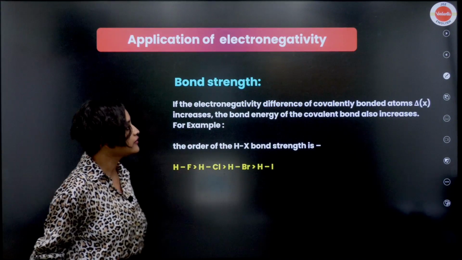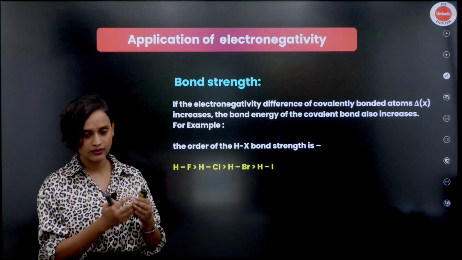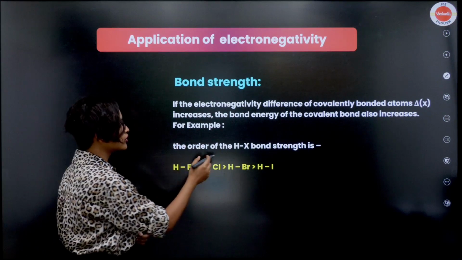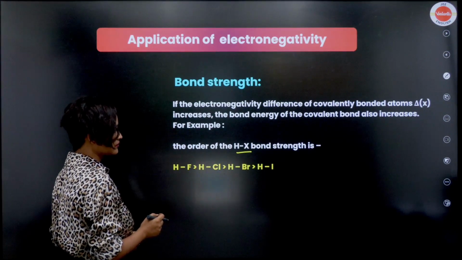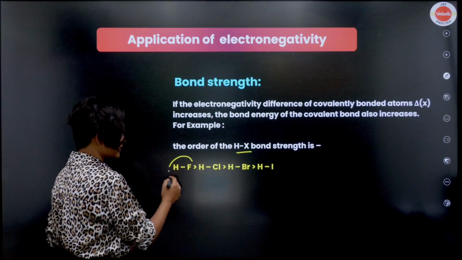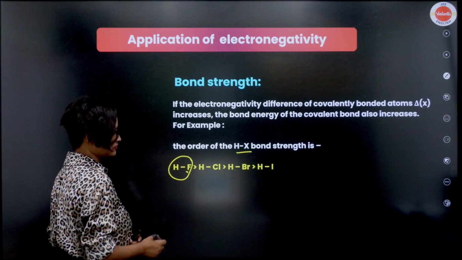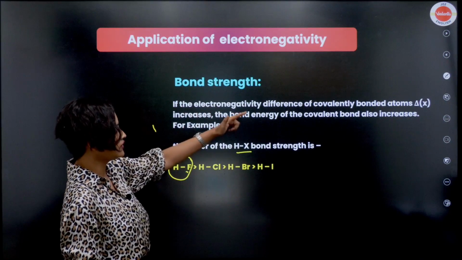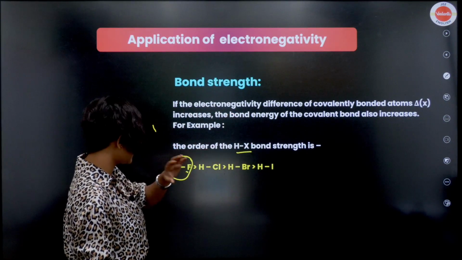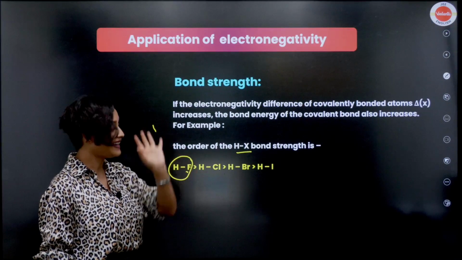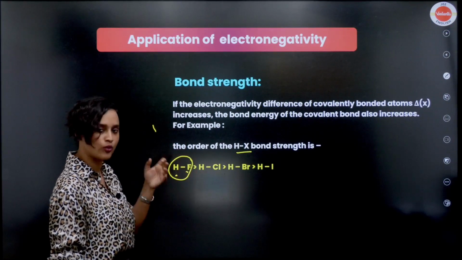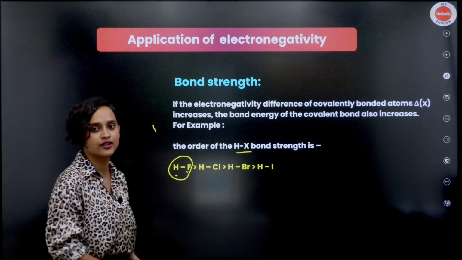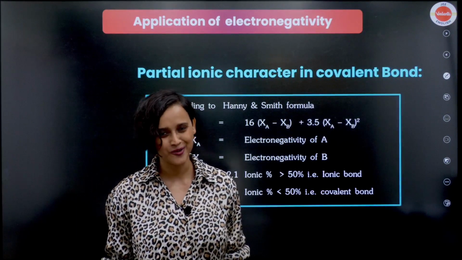Then we talk about bond strength. If the electronegativity difference of covalently bonded atoms increases, the bond energy of the covalent bond also increases. For example, the order of the HX bond strength: HF is highest because fluorine is highly electronegative, then comes HCl, then HBr, and then HI. So the electronegativity difference of covalently bonded atoms, that is delta X, if that increases, then the bond energy of the covalent bond also increases. I hope you understood.